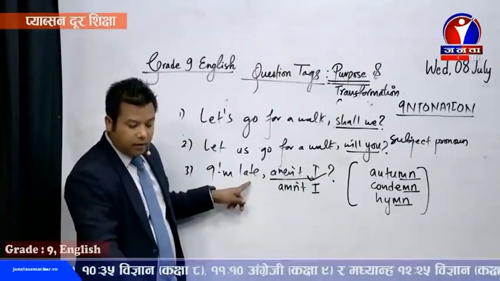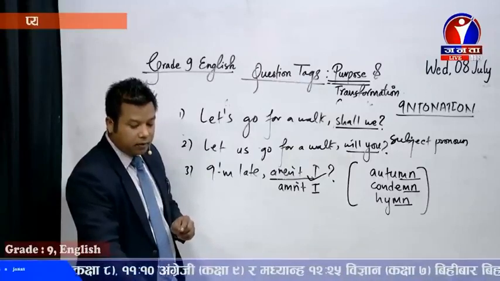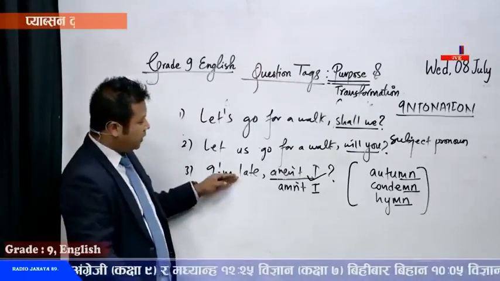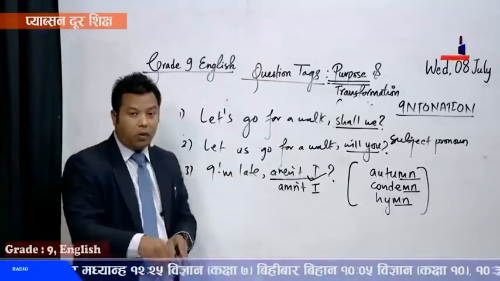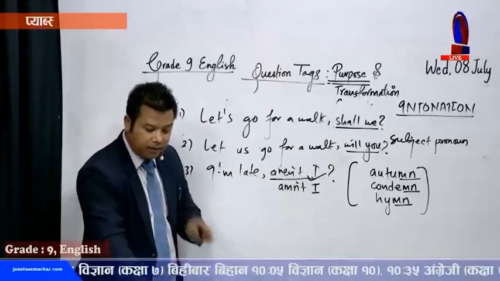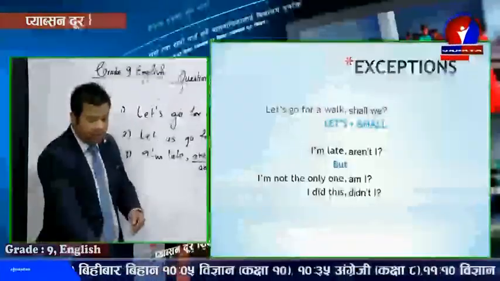All right? Now see, I'm not the only one. That's "am I". With its negative transformation, "I am not the only one", you use the positive tag, "am I". That is simple. I did this, didn't I?